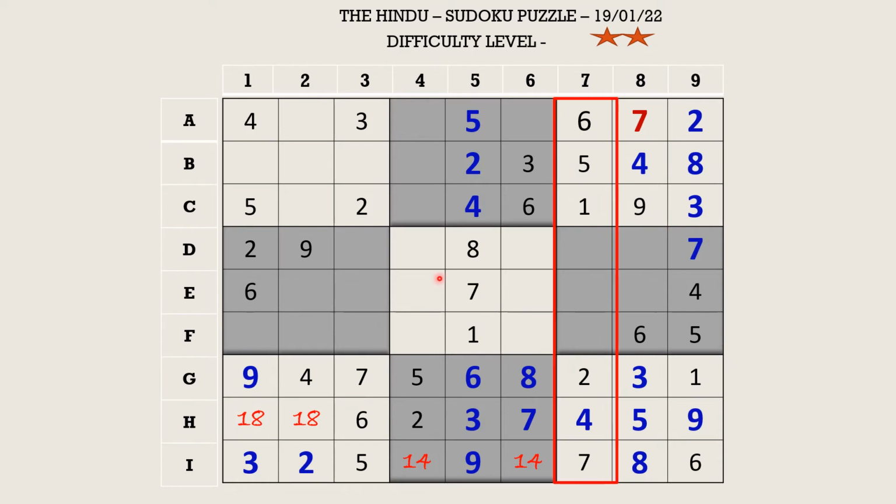Let's try to fill the 7th block. The missing numbers here are 3, 8 and 9. In row D there is 8 and 9 blocking. So D7 takes 3 and the rest of the cells take the 8, 9 pair.